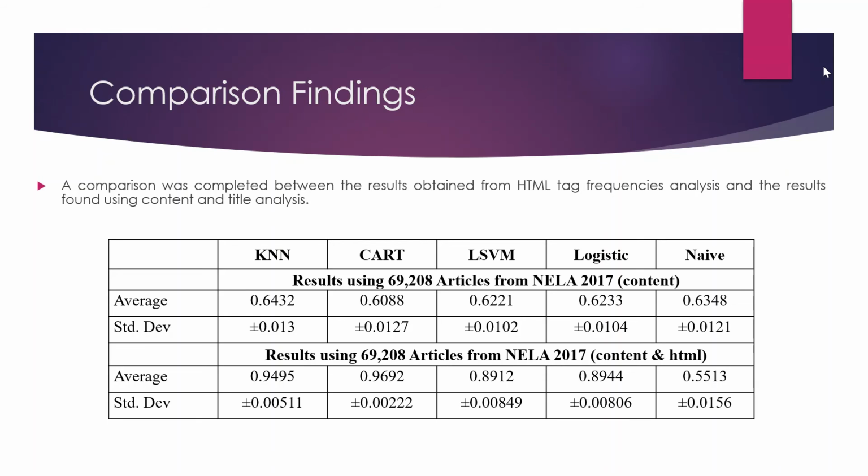It can be concluded that using the HTML tag frequency is a very viable option to use to detect fake news. It achieved far higher accuracies in its ability to classify news as reliable and unreliable than content features were able to achieve. Both were run using the same algorithms and the same dataset.